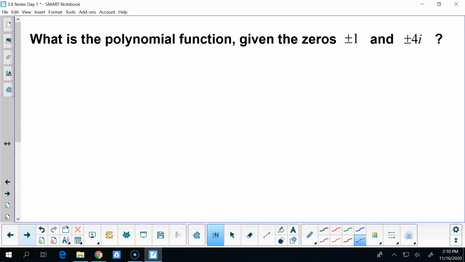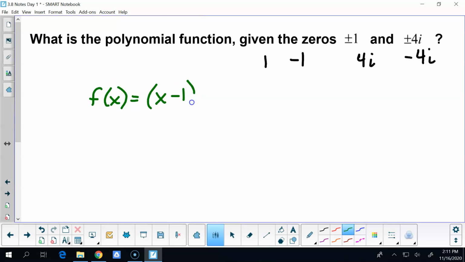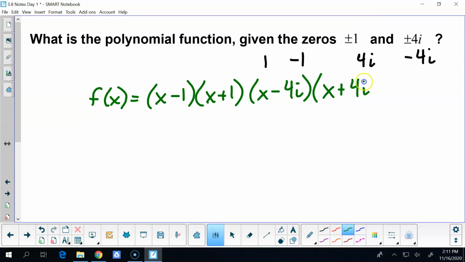Same thing if we have imaginary numbers. First off, I would treat plus or minus 1 as 1 and negative 1, keeping them separate. I would treat plus or minus 4i as positive 4i and negative 4i. That's going to give me a function of f of x equals x minus 1, x minus negative 1, which is x plus 1, x minus 4i, x minus negative 4i, which would be x plus 4i.